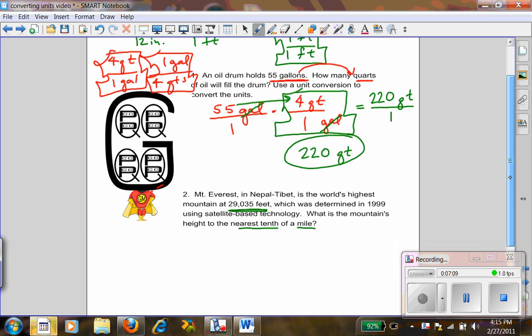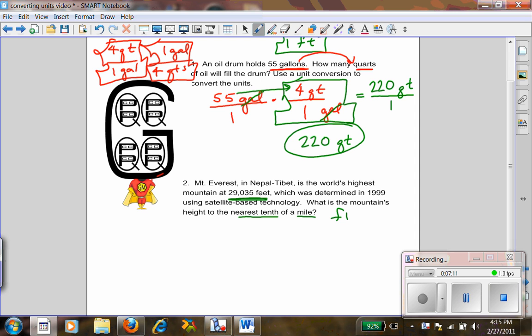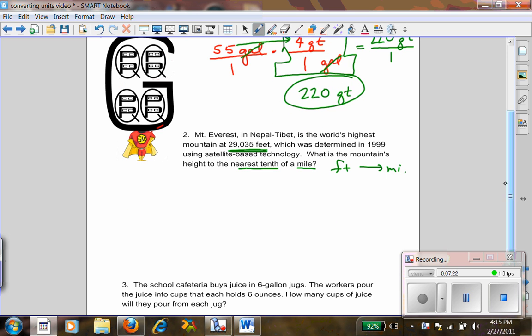So we want to go from feet to miles. So that means we need to know how many feet are in 1 mile. Anybody know? Do you remember? You did this the other day. It should be 5,280 feet in 1 mile. So this is going to be our unit conversion. We're either going to use it this way with the miles on the bottom, feet on top, or we could say 1 mile is equal to or is the same as 5,280 feet.